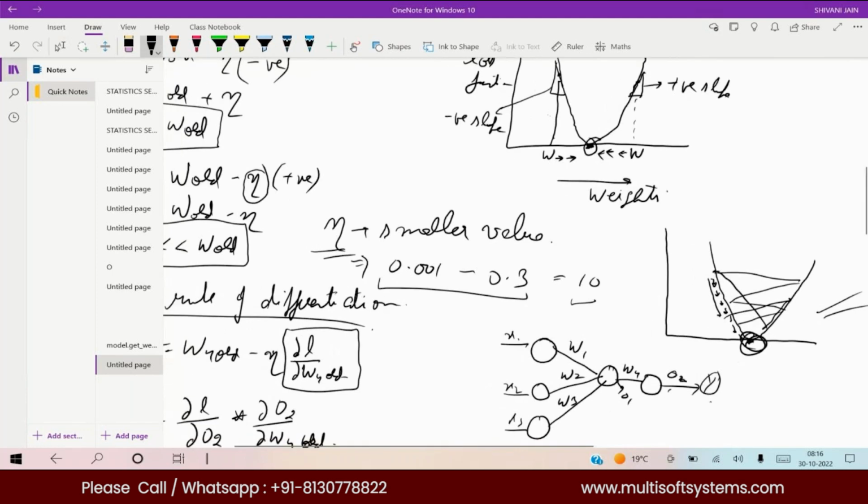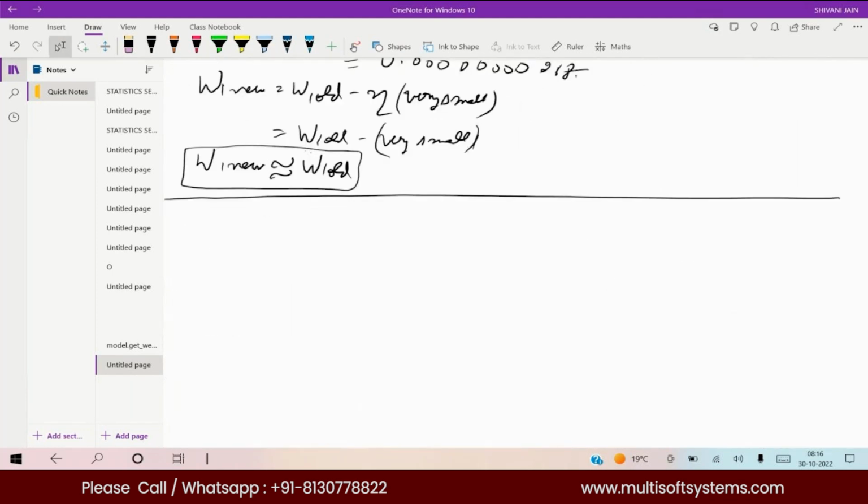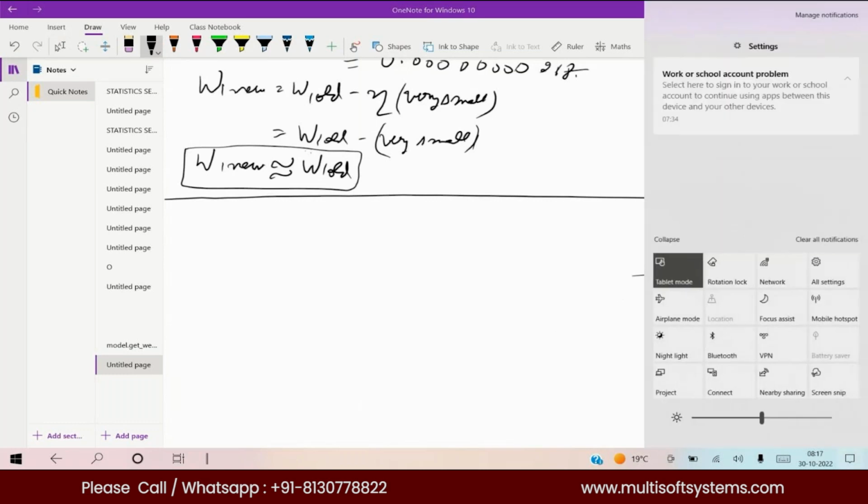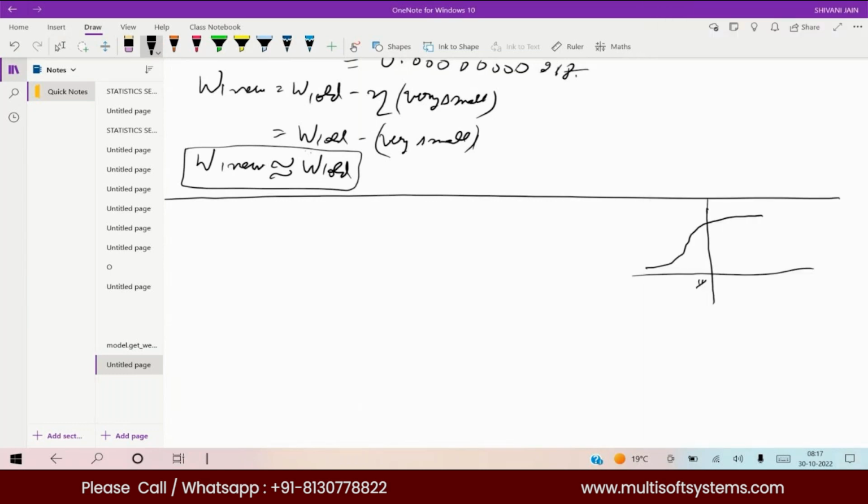Now let's try to understand what those other activation functions are. This was one of the problems with the sigmoid function, and there was one more problem with the sigmoid activation function: it was giving values only between 0 and 1. The y value was only between 0 and 1. It was not giving me any negative number.